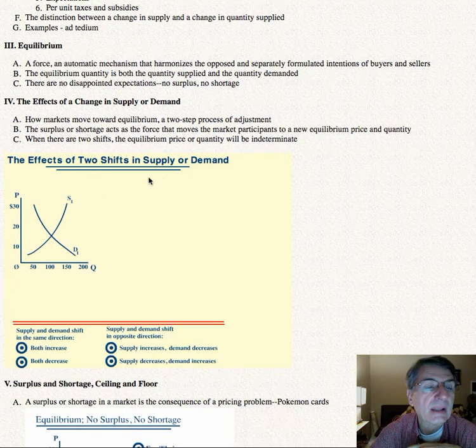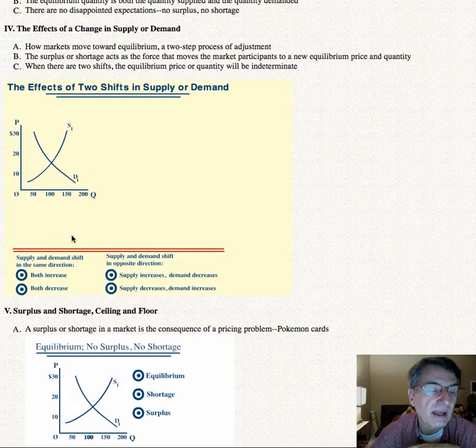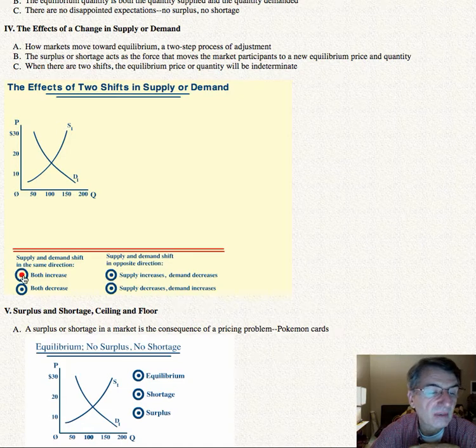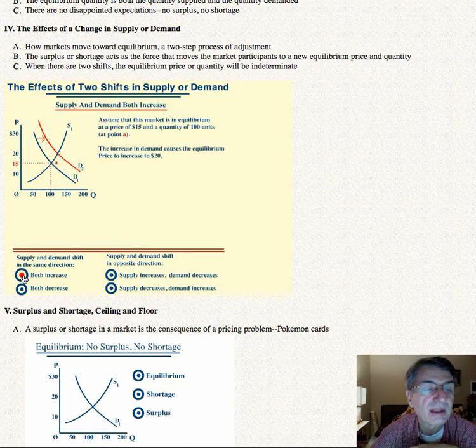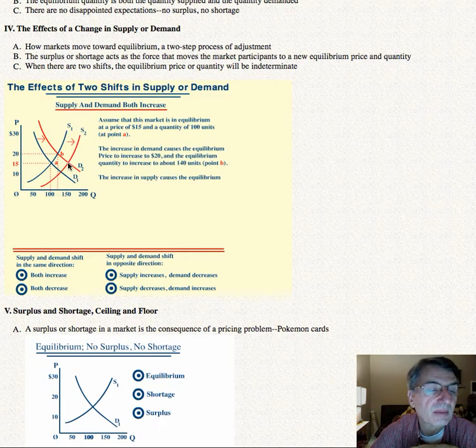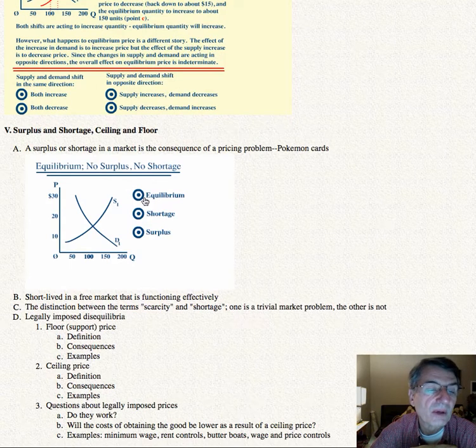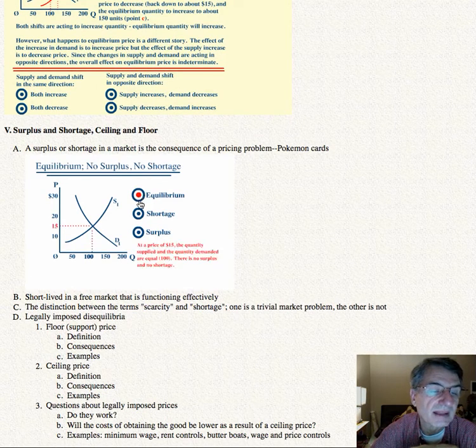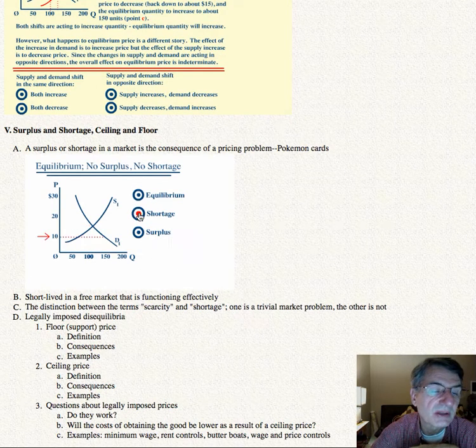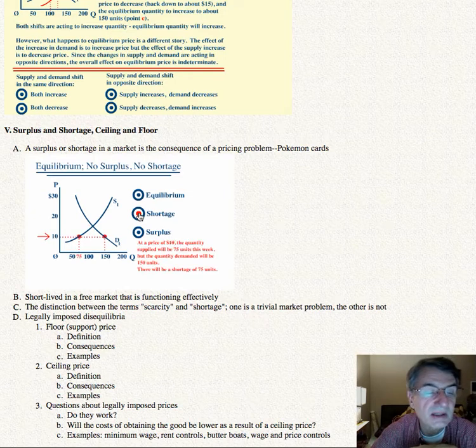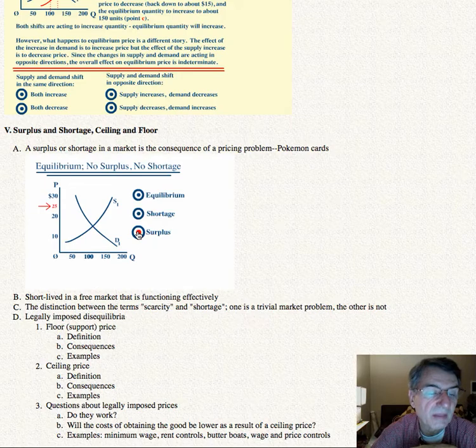Equilibrium here. Then effects of changes in supply or demand. So you can say, okay, what if both increase? Oh, look, demand shifts right, supply shifts right. We end up with a new equilibrium right there. So you can do any of the combinations. It's cute. If there's an equilibrium, that's the equilibrium price. There will be a shortage if the price is below that at $10. There will be a surplus if it's above it.